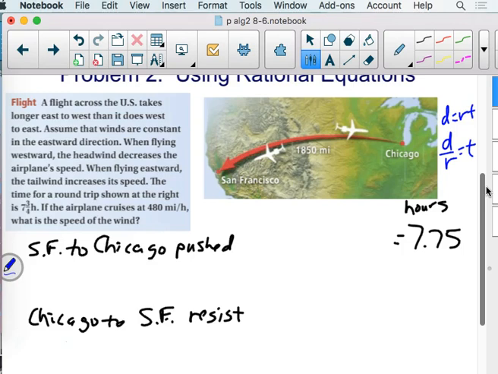Well, there's two different distances, and well, not two different distances, but two different rates here. We've got San Francisco to Chicago, where the wind is pushing it. And then we have Chicago to San Francisco, where it's resisting it. So I have to do two separate time pieces, but both of them are going to use the 1850. So there's my distance for San Francisco to Chicago. Did it say how fast they were going?